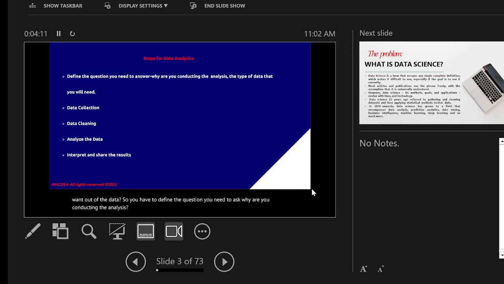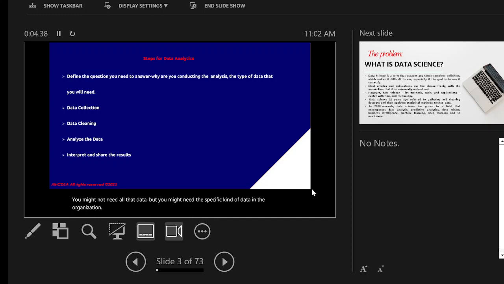When you know that, you will know the type of data that you will need. In an organization, we have a lot of data from the HR department, from finance, across multiple departments. You might not need all that data, but you might need the specific kind of data in the organization.